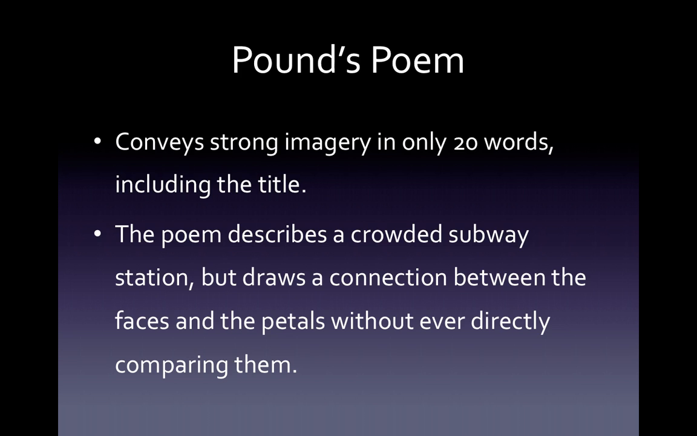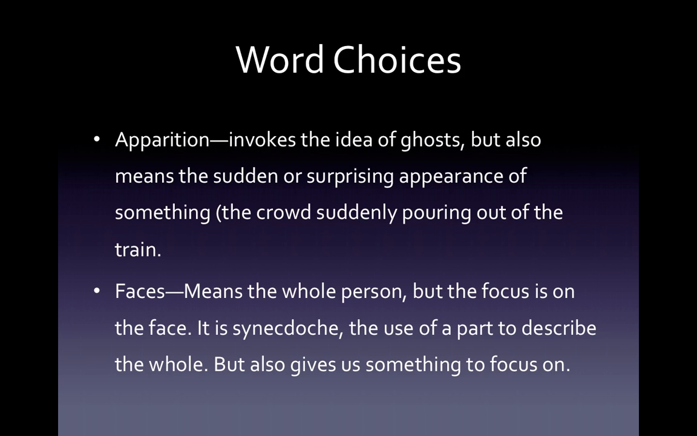The poem describes a crowded subway station and draws a connection between the first and second line, the faces in the crowd and the petals, but doesn't directly compare them. There are no verbs in this poem, and there's only 20 words, 14 in the actual poem itself. So let's look at some of them.